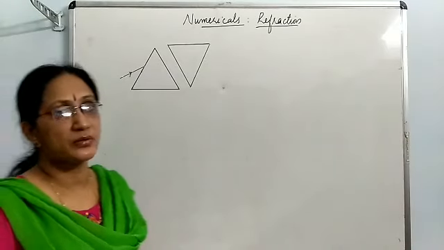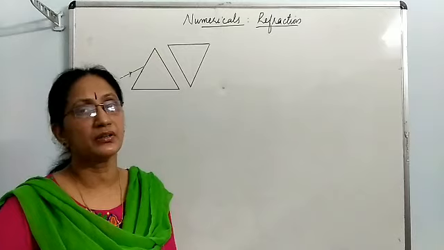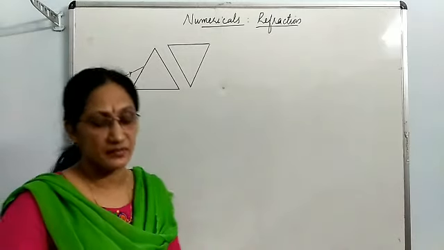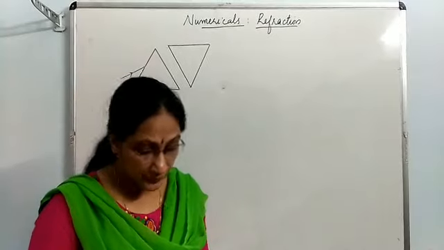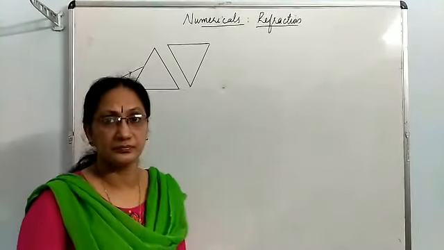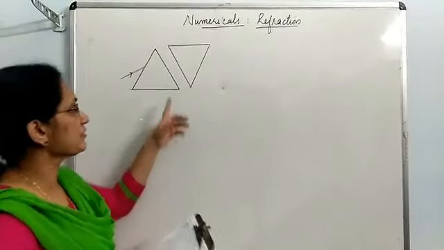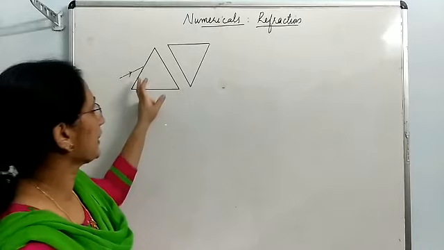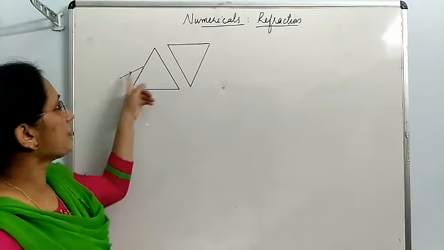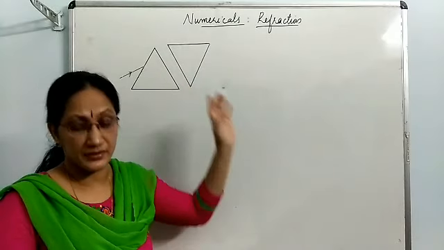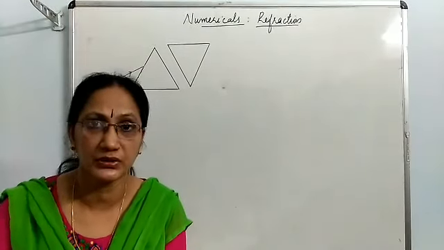Now let us solve some numericals from the topic refraction. Before that, one question answer I will discuss from page number 86, question number 12. Two prisms are kept like this and an oblique light ray falls on it. Then how will the light ray emerge out from the two prisms?